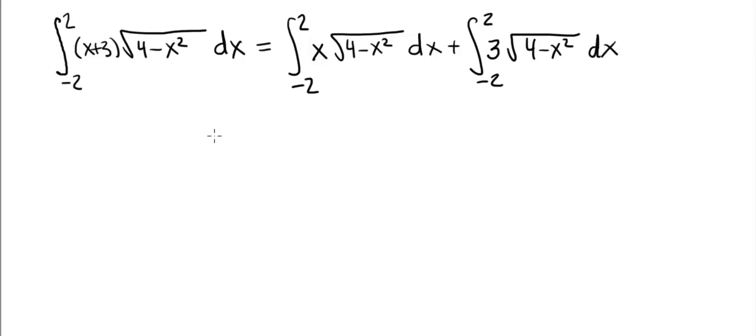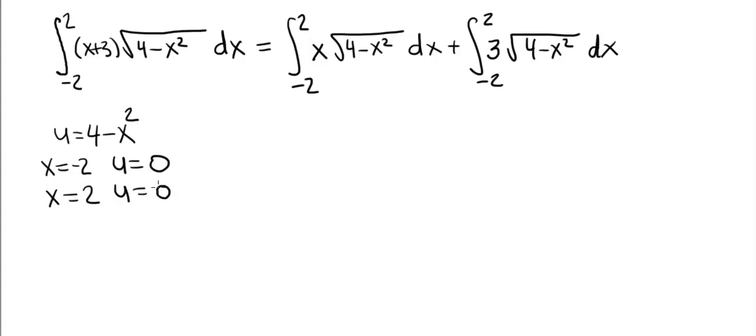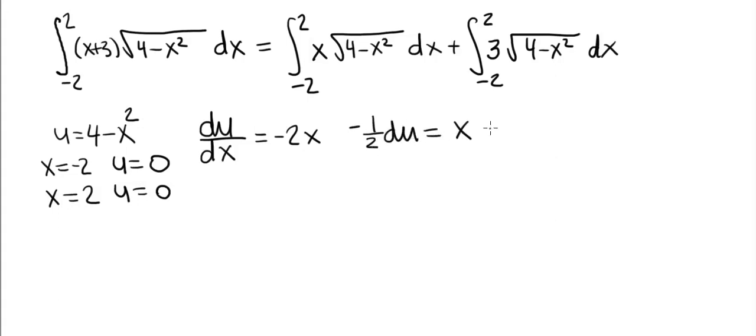Let's concentrate first on the integral on the left. We're going to solve it by substitution by letting u equal 4 minus x squared. Notice that when x equals minus 2, u will be 0, and when x equals 2, u will also be 0. Differentiating u with respect to x, we end up with minus 2x, and then solving for x dx, minus 1/2 times du will replace x dx.